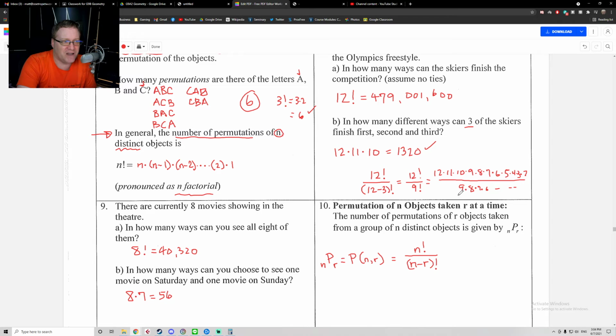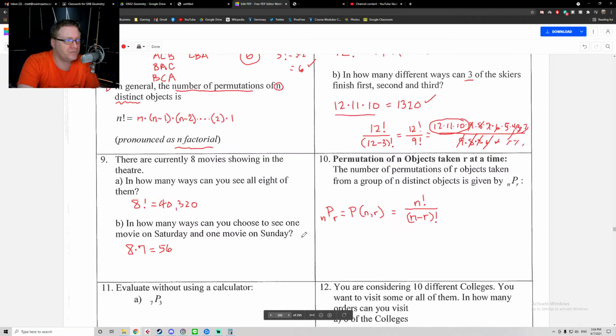But you can see that this and this cancel out, this and this cancel out, this and this cancel out. And everything's going to cancel out all the way down on the bottom and the top. What are we going to be left over with? 12 times 11 times 10, which is what we did before. So this general formula helps us to do this quicker.